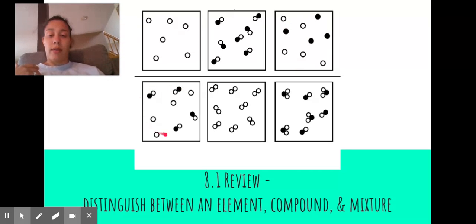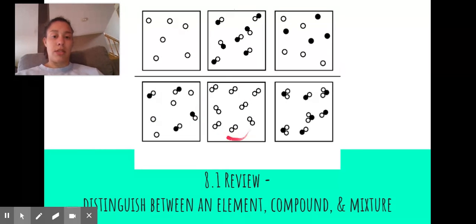Over here we have, again, what looked like the same thing as our second picture, and our empty spheres like the first picture. The three of them are not touching each other, so we know we have a compound, and then we know we have single atoms over here. So again, this is going to be a mixture of an element and a compound together.